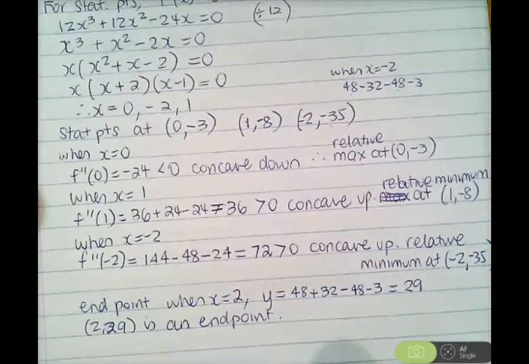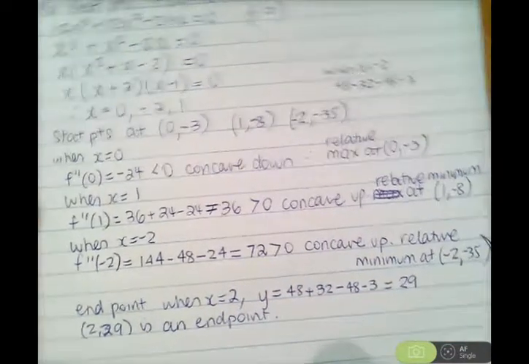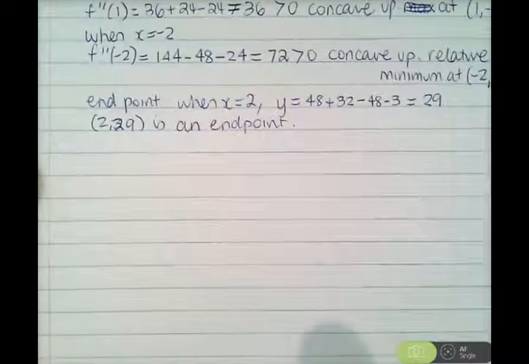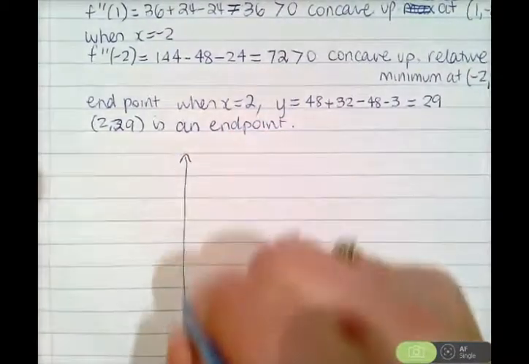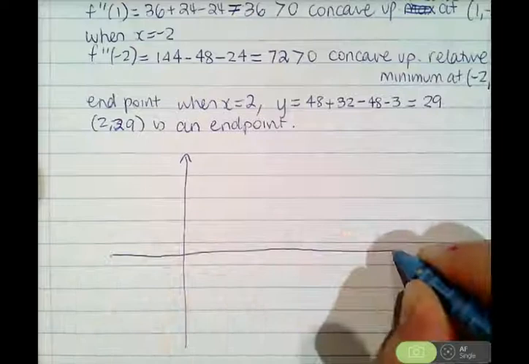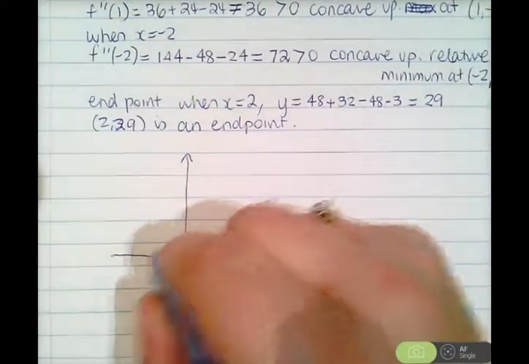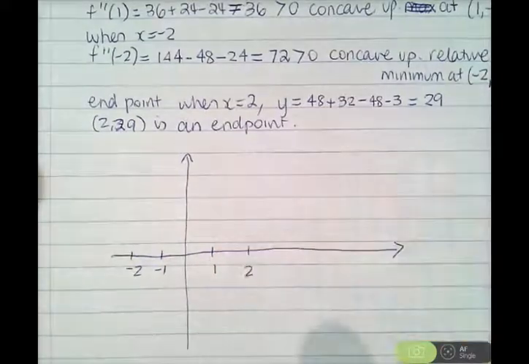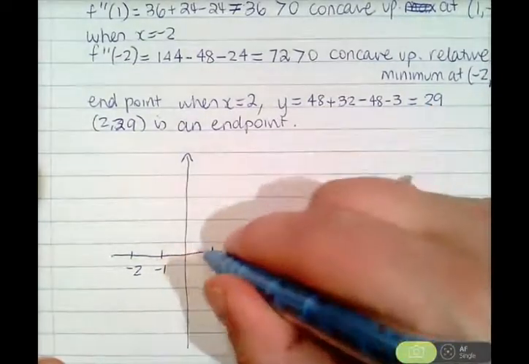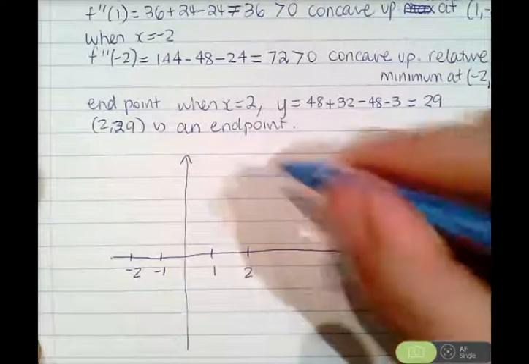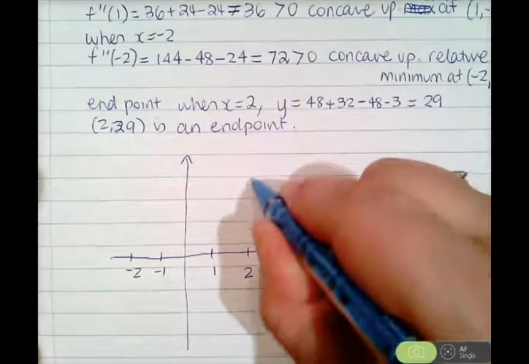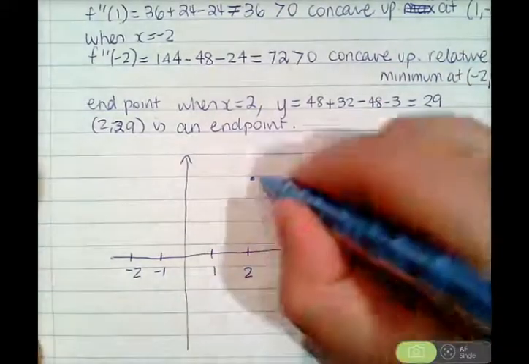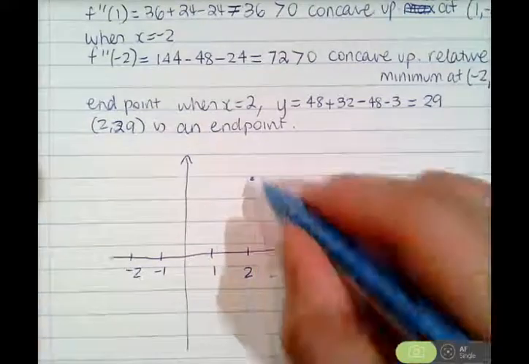And so the other endpoint is -2, -35. So now I'm going to sketch it. Okay, so we've got, sorry, it's looking a bit messy. We've got -1 and -2, 1 and 2. We don't need to go any further than that. Just a rough sketch. I might just say, well, 29 is roughly up here. So I'll call that 29.